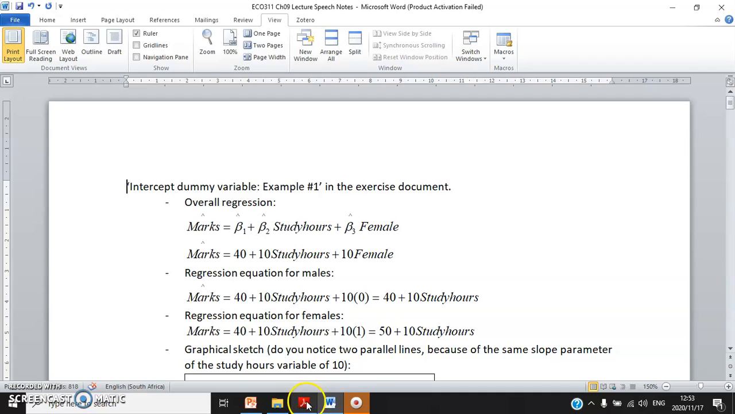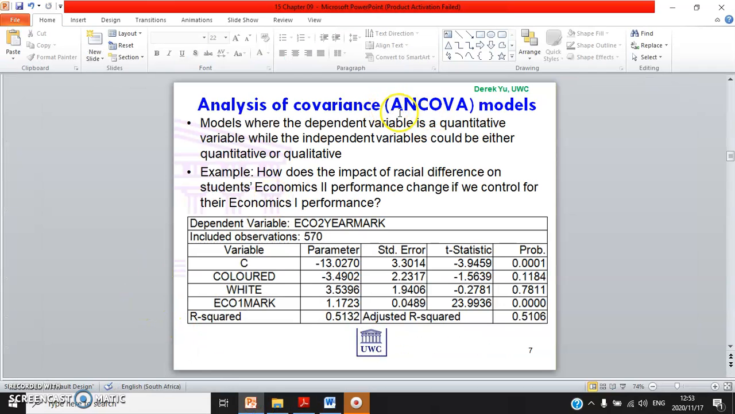Okay, and then we can move on to the ANCOVA model. For the ANCOVA model, once again, the Y variable, the dependent variable, is quantitative. Look at the marks variable. But then the explanatory or independent variables would include some quantitative continuous variables, such as second year mark explained by first year's mark. So ECO1 mark is clearly the normal quantitative variable, but then we have got 2 dummies, qualitative variables.